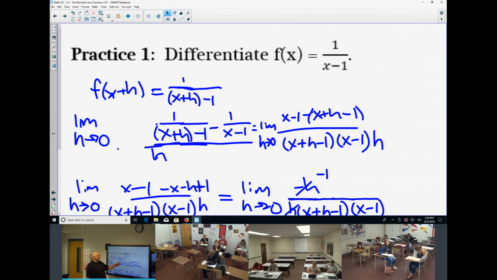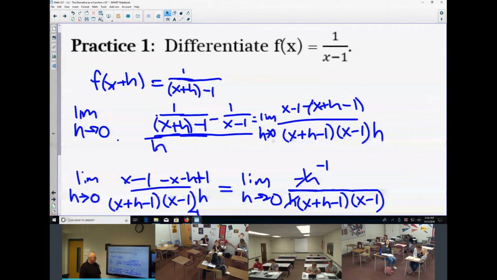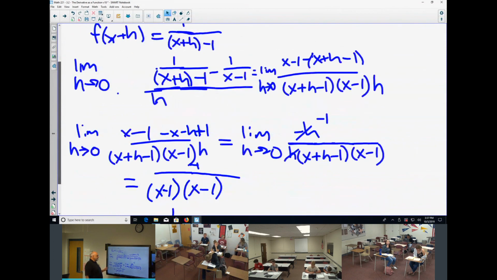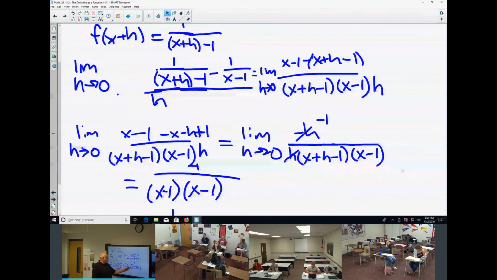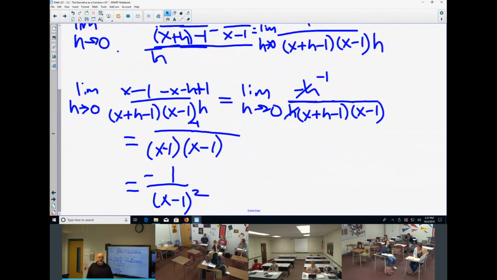All right, so then when you distribute the negative, you're going to get negative x minus h plus 1. And then the x's are going to cancel. The 1's cancel. So all you're left with is negative h over the denominator. The h's cancel, so you get negative 1. And then you plug in 0 for h, and you get x minus 1 times x minus 1, or negative 1 over x minus 1 squared. Okay? So, beautiful job, Rhett.